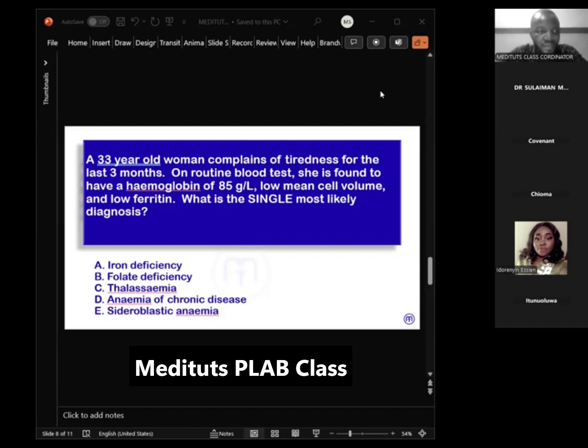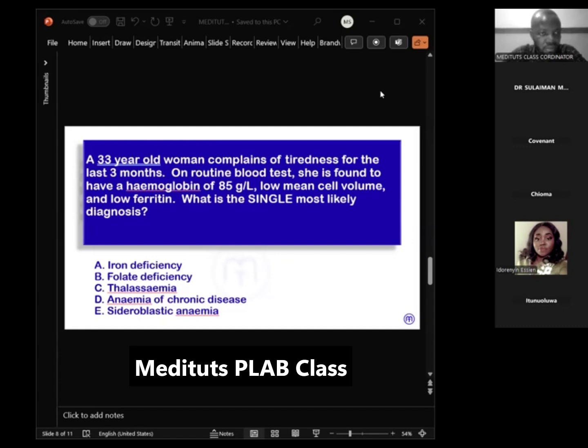I want to believe that so far the demo classes have been insightful and informative. Interestingly, this would be the last demo class we'll be having before the main classes commence. The main classes would be in preparation towards the next PLAB exam, which will be holding on the 22nd of May. So that's what the class will be geared towards.